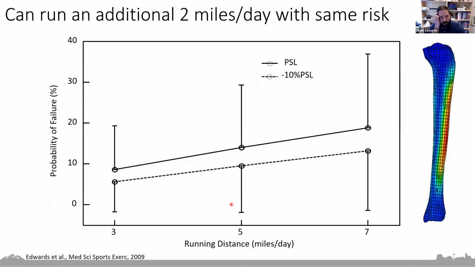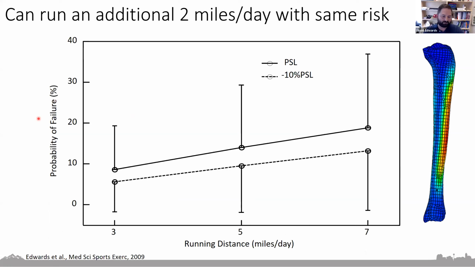And so in 2009, we used that approach to look and see what happens to the risk of stress fracture when you have people run at a reduced stride length. What happens to the risk of stress fracture at the tibia? And so we had people run at their preferred running speed, I think it was on average 4.4 meters per second.